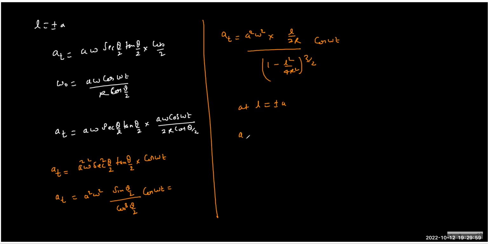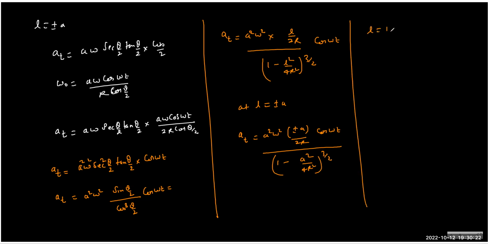So at L equals to plus minus a, plus minus a by 2r. So if you write L equals to plus minus a, which is a sine omega t, so sine omega t is plus minus 1, which means omega t is an odd multiple of pi by 2. And the cos of an odd multiple is always 0. Okay, so the entire AT becomes 0.